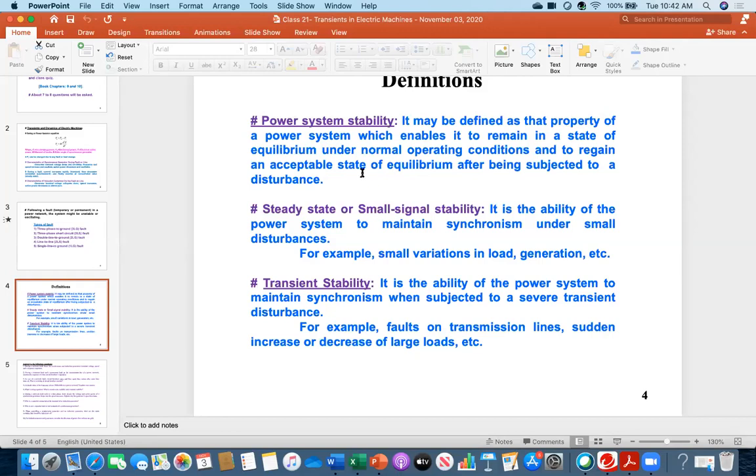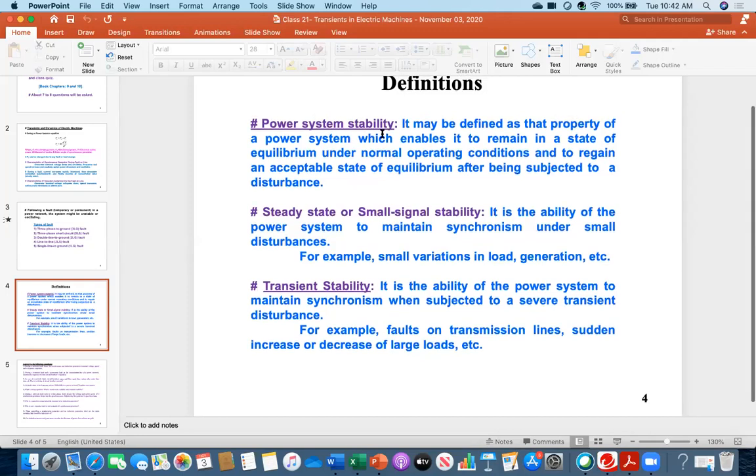Or in other words, if the voltage and frequency go out of the allowed range, then the system is unstable, meaning that there will be lots of oscillation and other things will go on. There will be an impact on the shaft system. So this is the definition of stability.